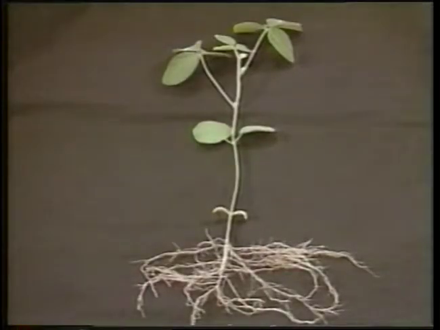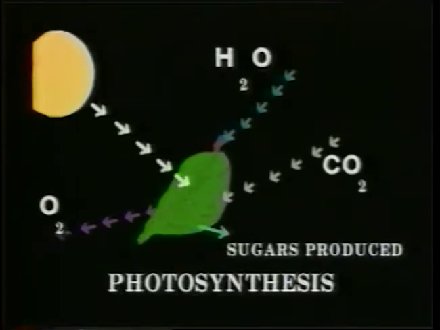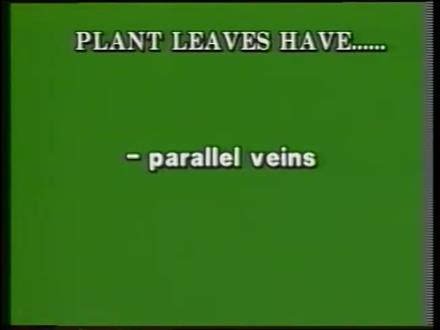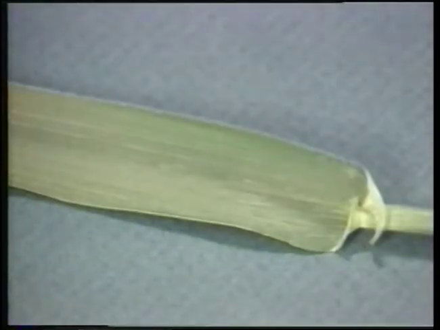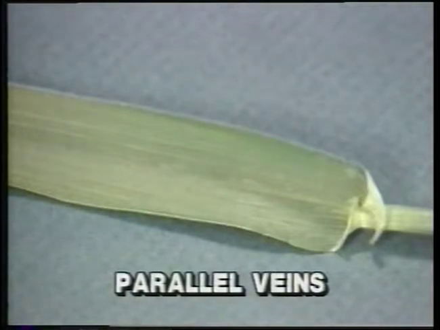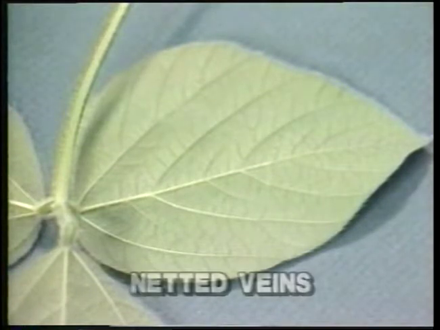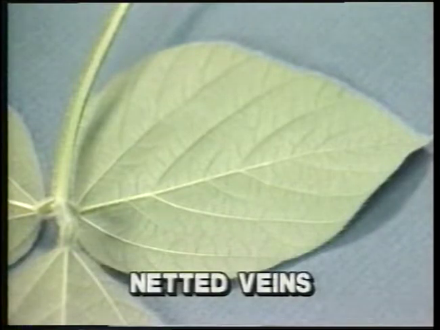As you studied this section on leaf anatomy, you should have noted that leaves arise from nodes on the main stem or branches. The major functions of leaves are photosynthesis and gas exchange with the atmosphere. Leaves may be classified as being parallel veined or netted veined. This grass leaf has parallel veins, in which the veins run parallel throughout the length of the leaf. This legume leaf has netted veins, in which the veins have multiple branching, forming a lateral network.